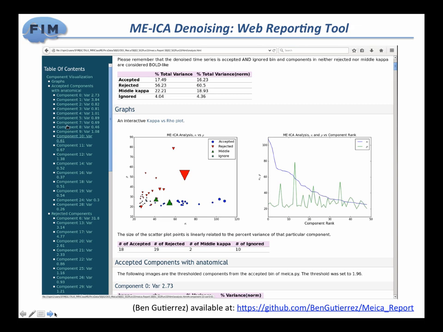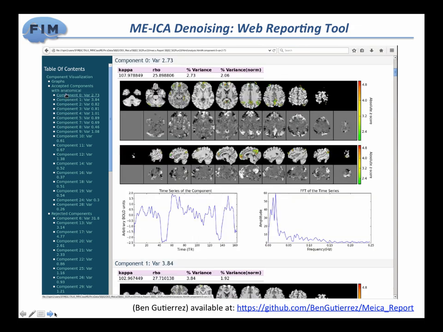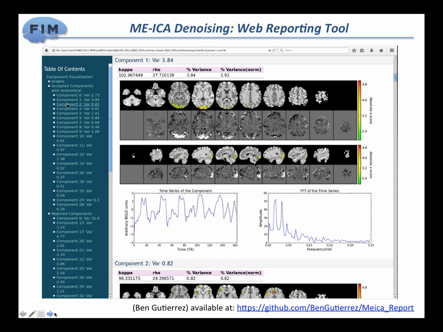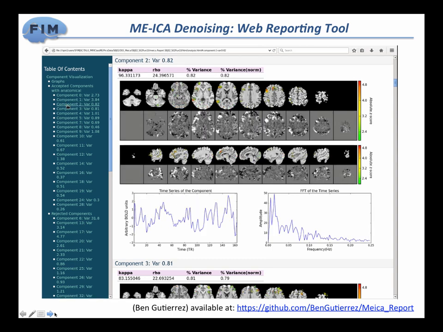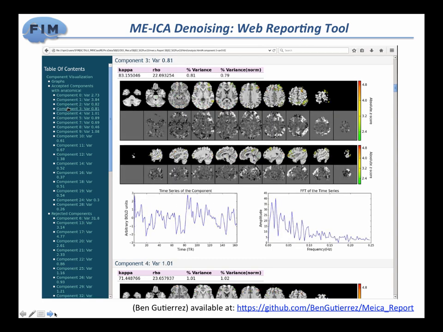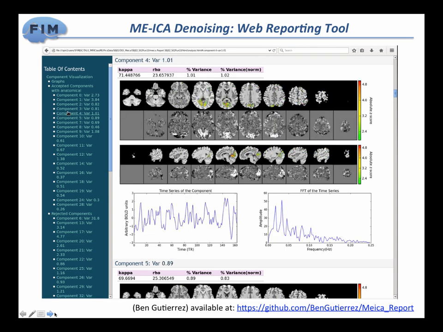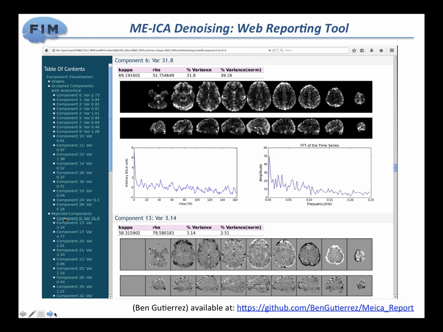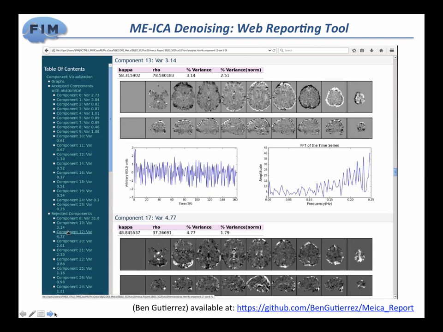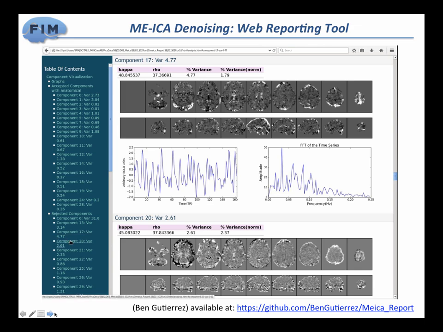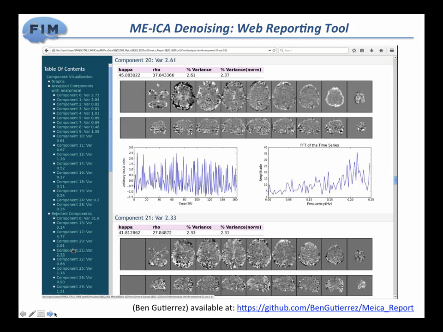And then here you have the list of all the components separated by group, and for each of them you get a map of the component, the time series, and the spectrum. This I really recommend. I know it's hard if you have a lot of subjects and you want to automate things, but despite things being meant to be automated, a little bit of manual intervention and QA is highly recommended. And we hope that this tool can help to do that in a more efficient way.